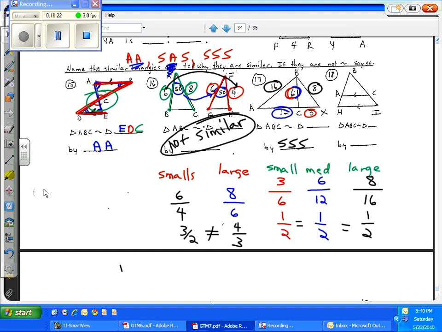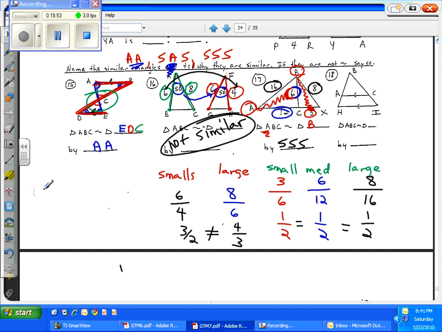Now we got to get the angles right. How do you do that? Well, A is opposite the medium 6, so we look at the triangle on the right, opposite the small, and it's B. So A of the one on the left is equal to B of the one on the right because they were both opposite the smalls.